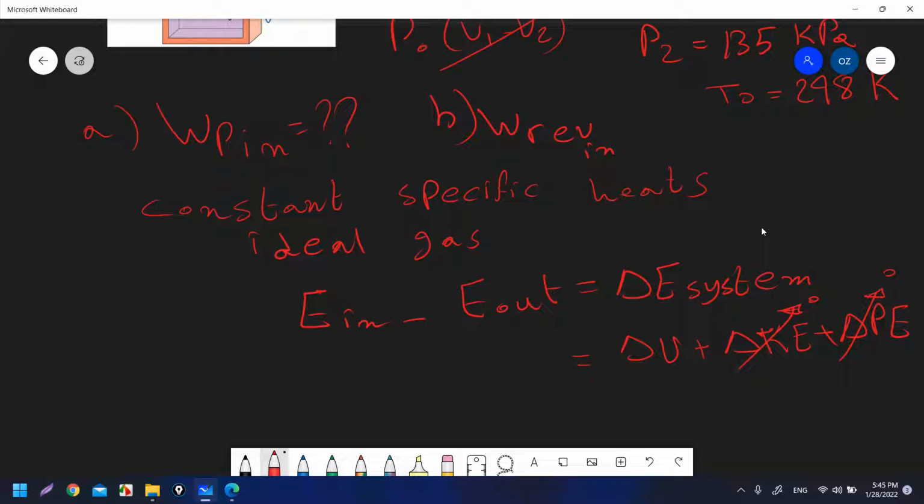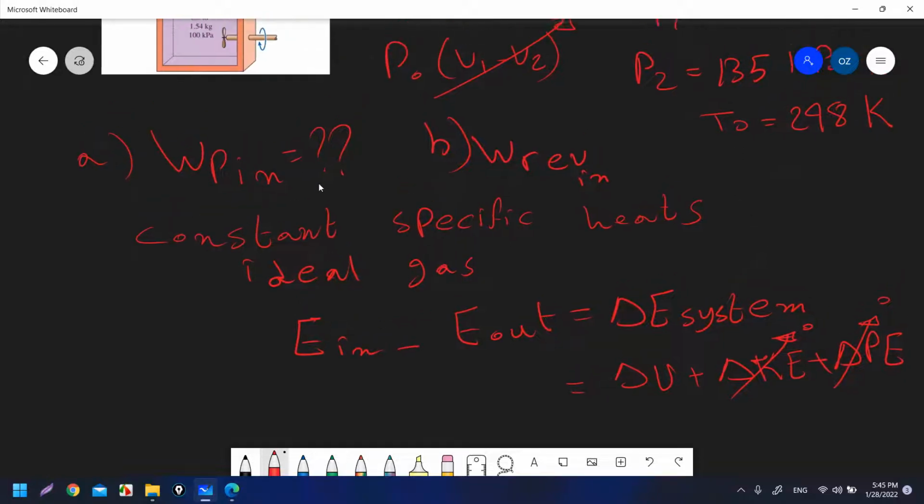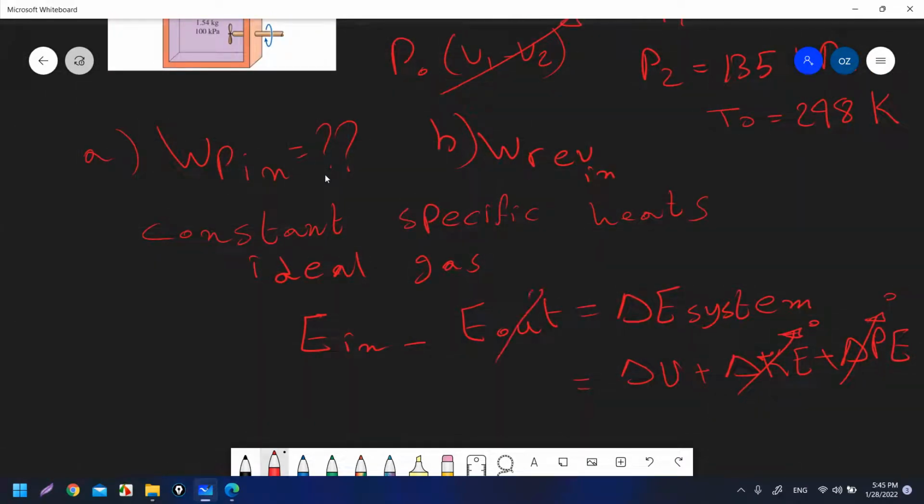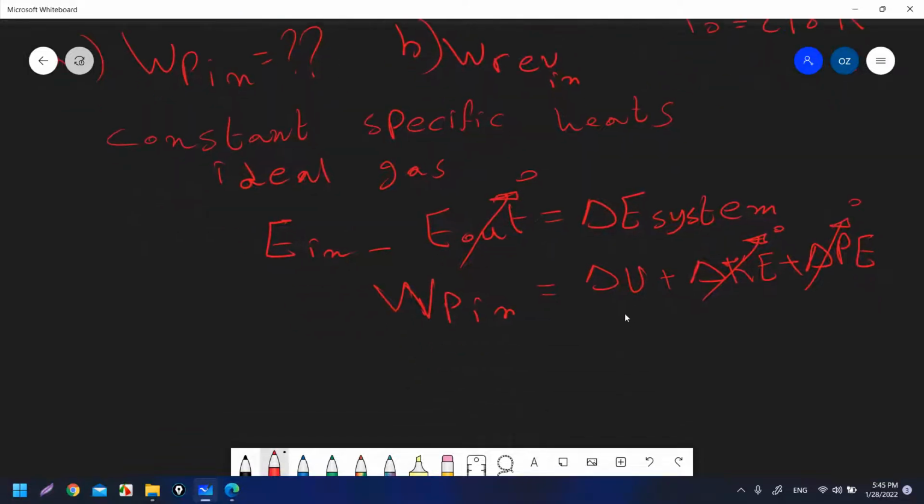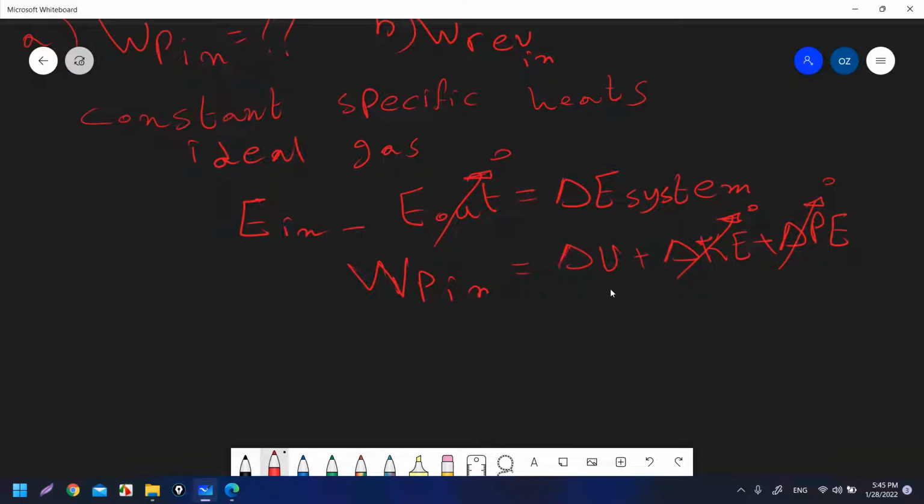We have E in, we don't have E out. E in is the paddle wheel work, so E out is equal to 0. You have only E in, which is the work paddle in. And usually for ideal gases, for delta U, the internal energy, we substitute m delta u small, which is equal to m Cv (T2 minus T1), and always Cv is the average Cv, found at T2 plus T1 over 2, the average temperature, T average.